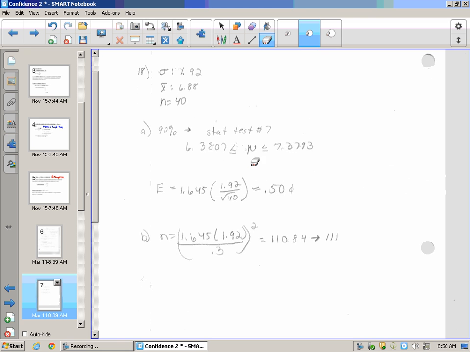So just when you're doing this, make sure you put in the dollar sign. So this should be $6.38 is less than the mean, which is less than $7.38, with dollar signs, because we're talking about dollars.